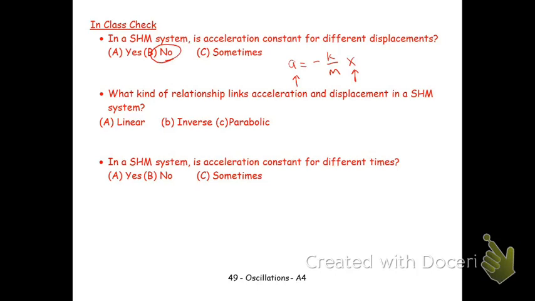What about this? What kind of relationship links acceleration with displacement? So what kind of relationship is it? Is it linear? Is it inverse? Is it parabolic? What is it? Look at your equation. a is equal to minus k over m times x. You're not changing k and you're not changing m, so that's a constant. So a is equal to constant times x plus 0. That's a straight line. That's linear.